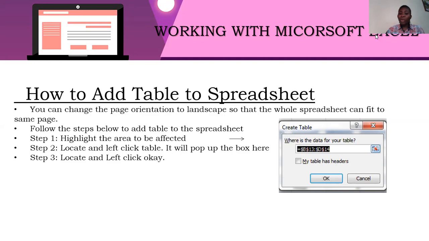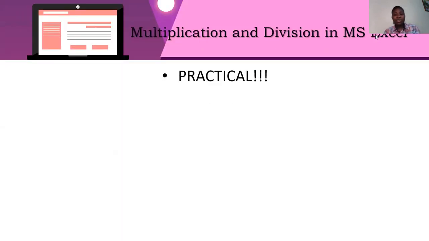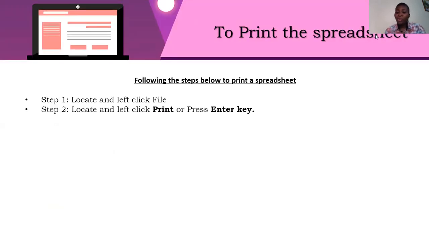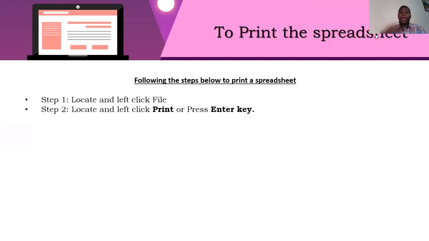Okay, and then we're going to look at how I'm able to add a table to my spreadsheet. I'm going to do that later in our practical session. Now, we are going to be working on multiplication and division in Microsoft Excel. I'm going to show you how to do that. I'm also going to be showing you how to print the worksheet. I will show us how to print the worksheet at the end of the day, and then we are good to go. So quickly, before I give us our assignment, let's quickly look at the practical section.